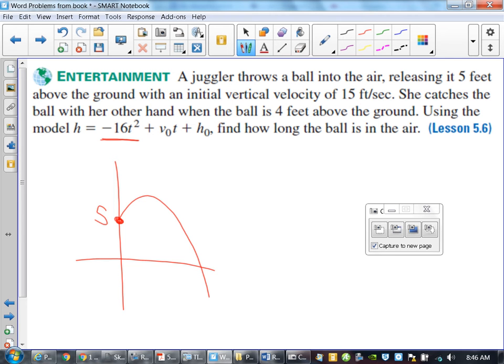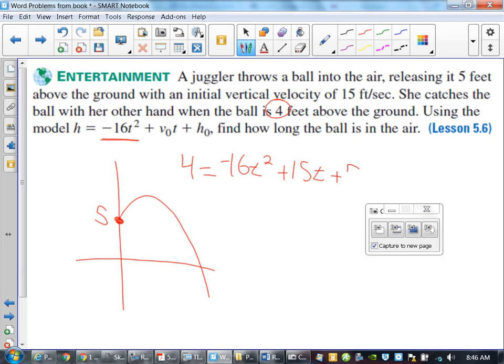Now, it tells you this. You're trying to solve to figure out when the ball is 4 feet above the ground. So that's what you're trying to solve for. You're trying to get 4 equal to negative 16t squared. What was your initial velocity? 15 feet, so it'd be plus 15t, and then our initial height is 5.